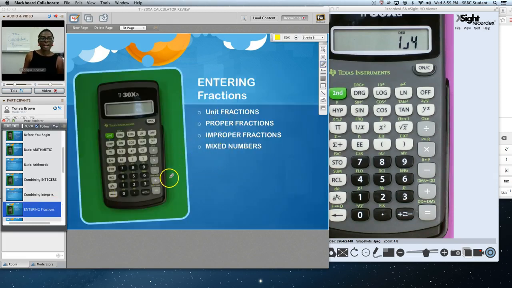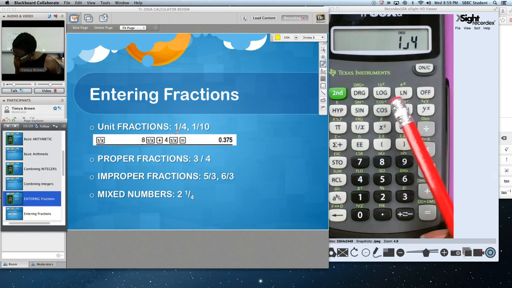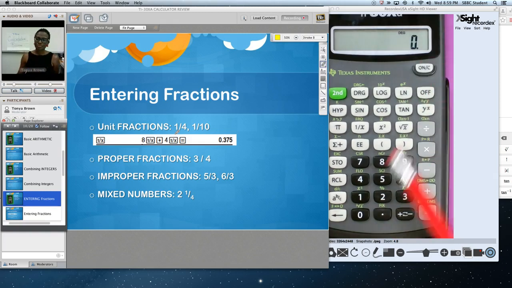So now we want to enter fractions. We have different types of fractions: unit fractions, proper fractions, improper fractions, and mixed numbers. But we can use the same key for all of those if we wish to. But I want to show you something really quickly. A unit fraction is any fraction that has a 1 in the numerator. A unit fraction can be entered just by using the 1/x key.